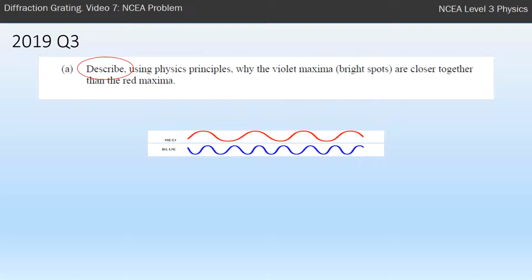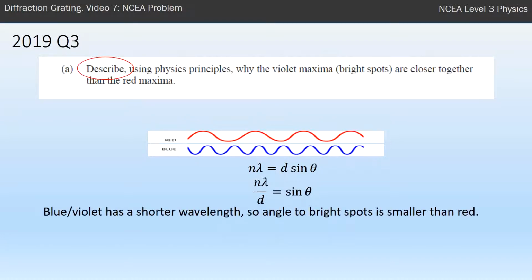I know that red wavelengths are longer and blue or violet wavelengths are shorter. We've got our formula for interference patterns. Rearrange it so we have sine theta on one side, and they're going through the same diffraction grating, so that's the same. However, the blue light has a shorter, smaller wavelength. So that means the angle, theta, is going to be smaller than it is if you were to use red, which has a longer wavelength.